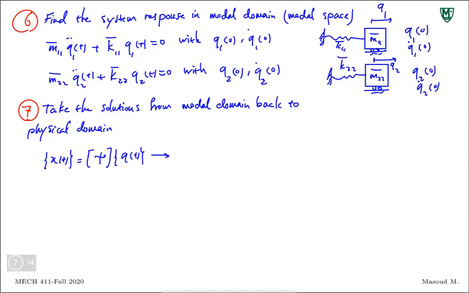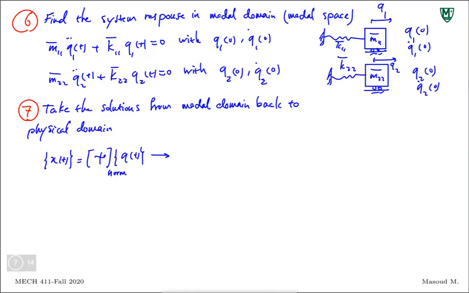In order to take back the solutions, we also have to use the normalized modal matrix. So pay attention. When you're taking it back, because we transformed the initial conditions using the normalized matrix, now we have to take the solutions back to the physical space using the normalized modal matrix. Otherwise, you don't get the right answer, because the dimensions have to be transferred properly.